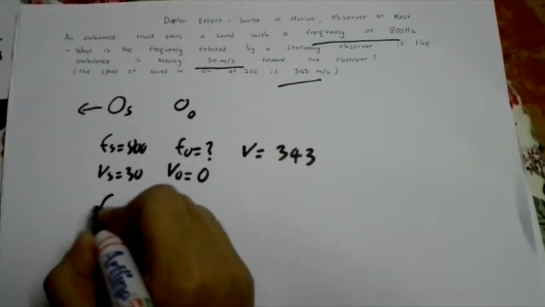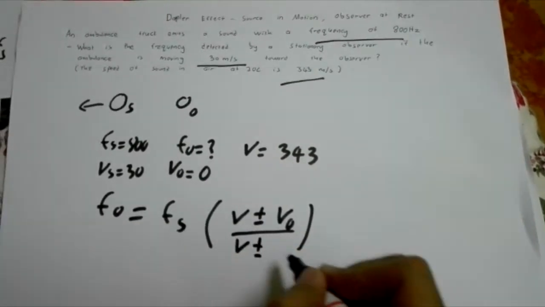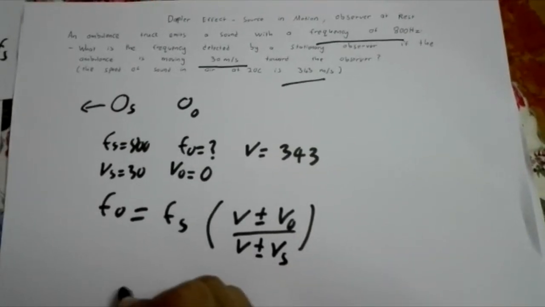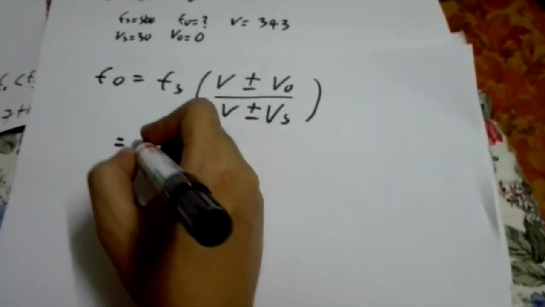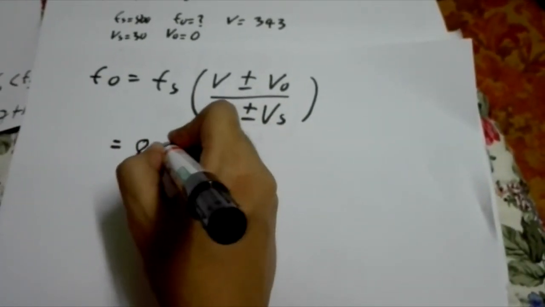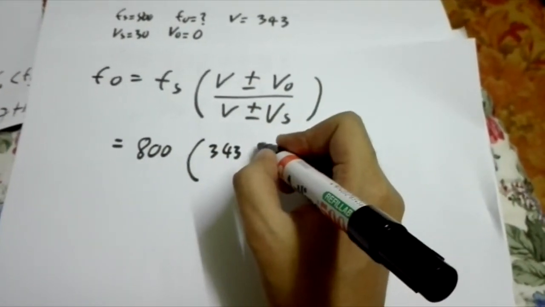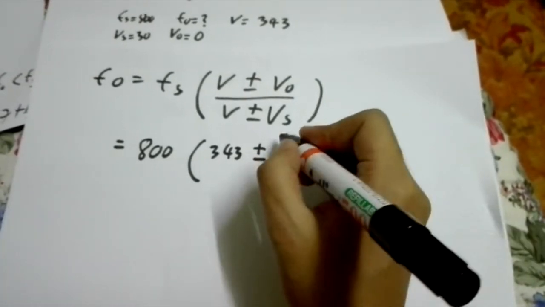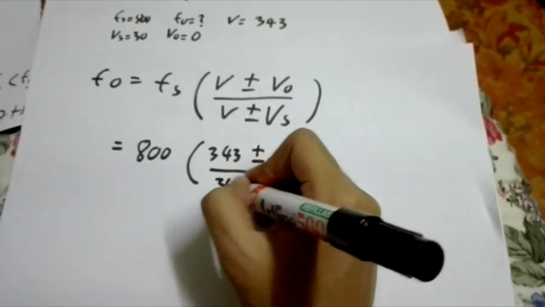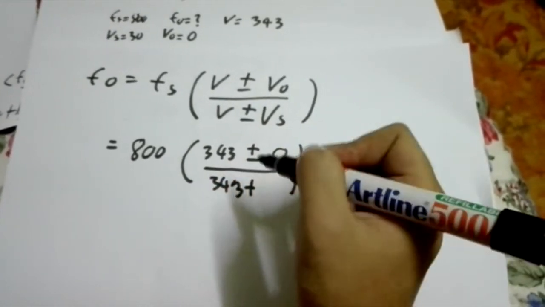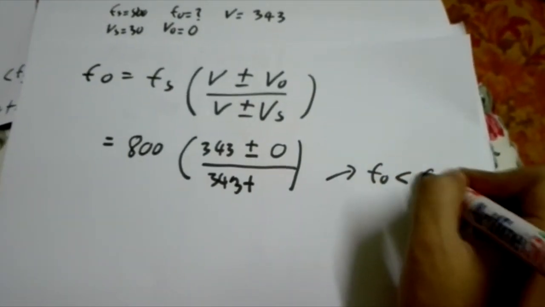The important formula is: frequency observer equals frequency source times velocity over velocity plus or minus velocity source. Then we just substitute the values. Frequency source is 800, velocity is 343. The sign at the numerator doesn't matter, plus or minus, because the velocity of the observer is 0. For the sign at the denominator, we use the positive, because we must get the frequency observed less than the frequency of the source.